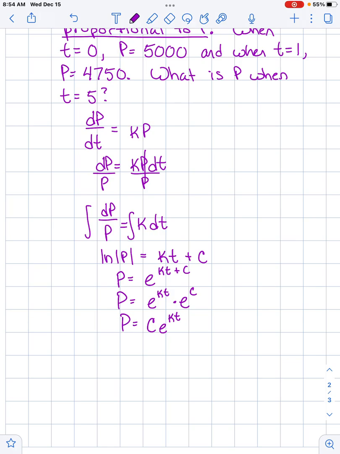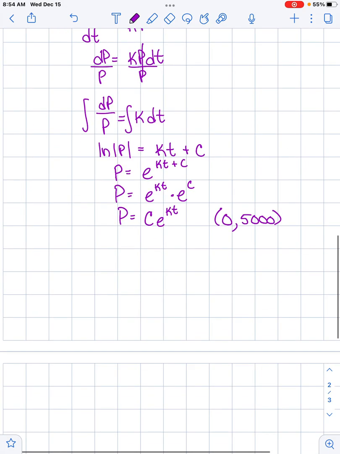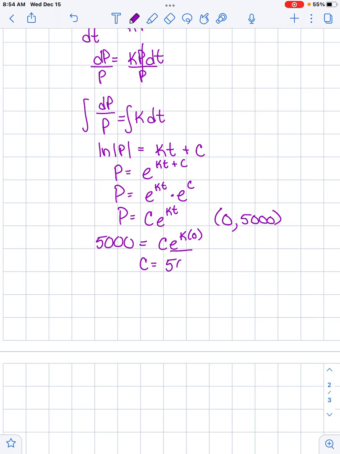So let's use the information that was given. The first piece of information was that when t was 0, the population was 5,000. So let's plug that information in. Population was 5,000 when time is 0. 0 times k is 0. e to the 0 power is just 1. So what that tells us is that c value. So we know where this population started. Okay? The equation now looks like this. We have a little bit more information.